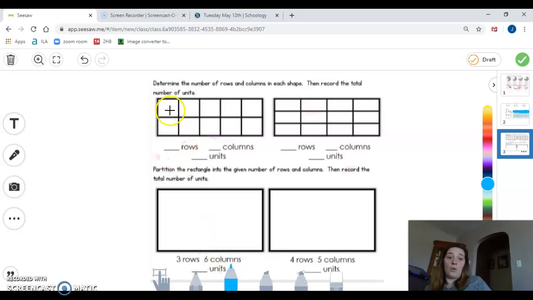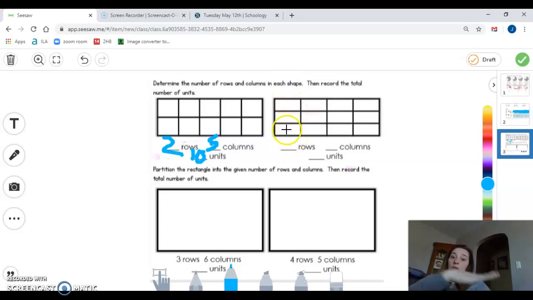So there are, rows go side to side. 1, 2. 2 rows. How many columns? 1, 2, 3, 4, 5. 5 columns. And then how many units? We can count by 2s. 2, 4, 6, 8, 10. There's 10.